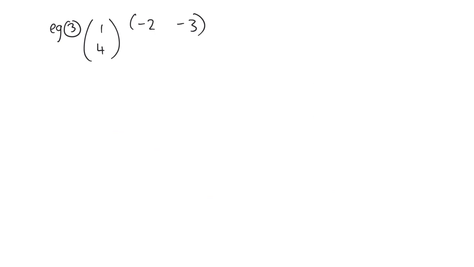Example 3 then, we've got 1, 4 by minus 2 minus 3. So this has got 2 rows and 1 column. And our second one has got 1 row and 2 columns. Look at the inside number, that means we can multiply it. And the outside number tells us that our answer is going to be a 2 by 2 matrix.